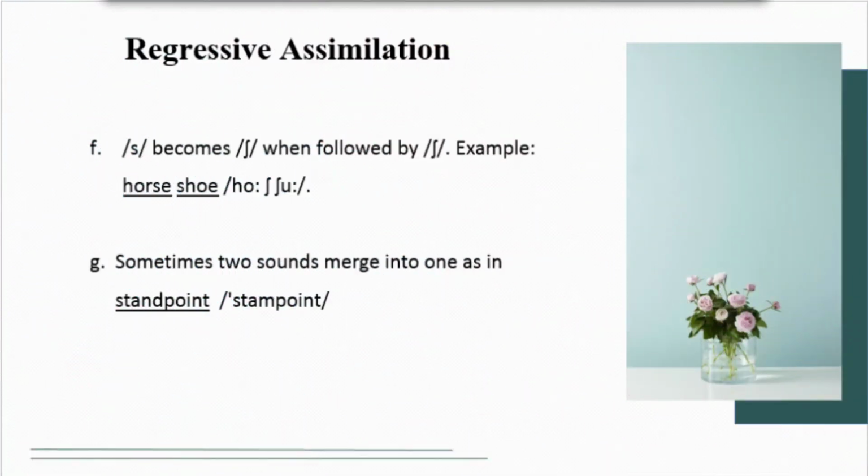The last two examples of regressive assimilation. S becomes sh when followed by sh. Example, horseshoe. We read it as horseshoe, not horseshoe, but horseshoe. Then, sometimes two sounds merge into one as in standpoint. So we read it as standpoint, not standpoint, but standpoint.